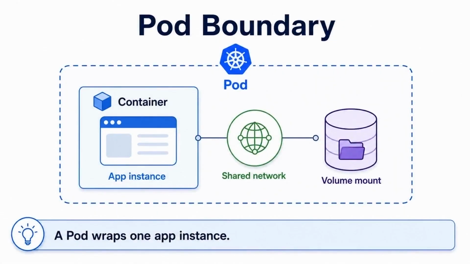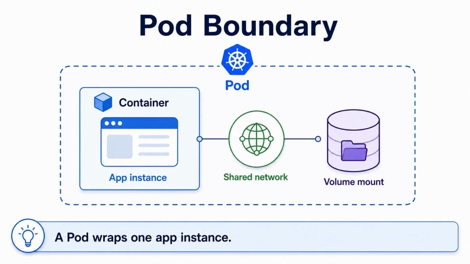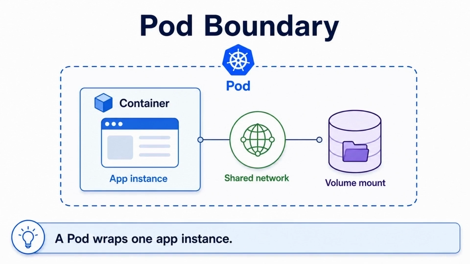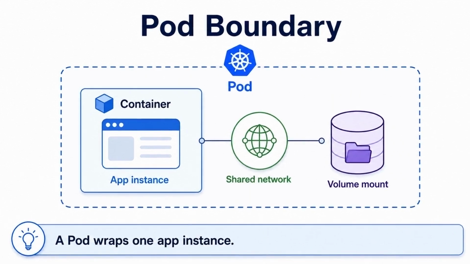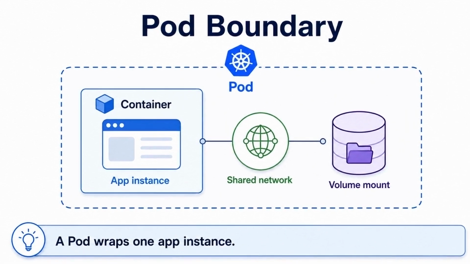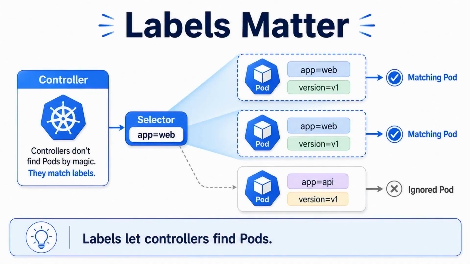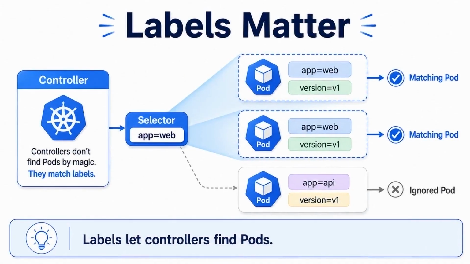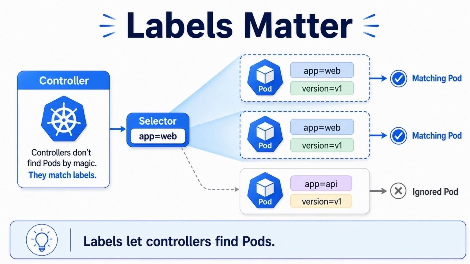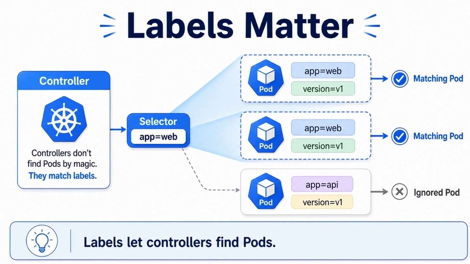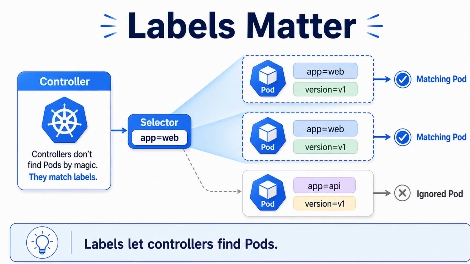A pod is a runtime boundary for one application instance. It can contain one or more tightly coupled containers, and those containers share networking and some attached resources. For most beginner workloads, think of one pod as one copy of the app. Controllers do not manage pods by guessing names. They use labels and selectors. If a pod matches the selector, it belongs in the controller's view of the world. If the label does not match, the controller ignores it.